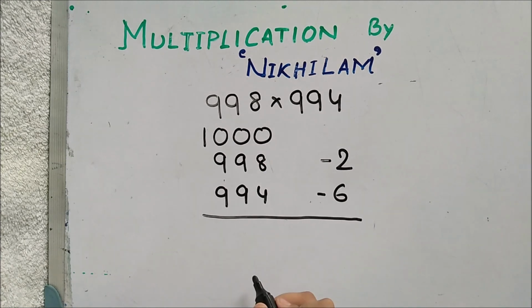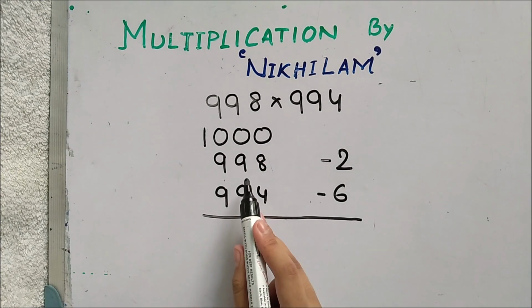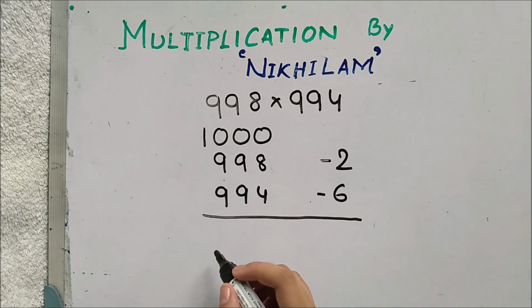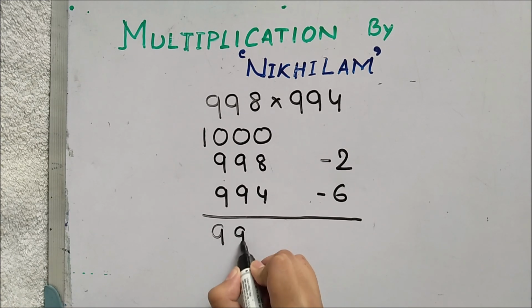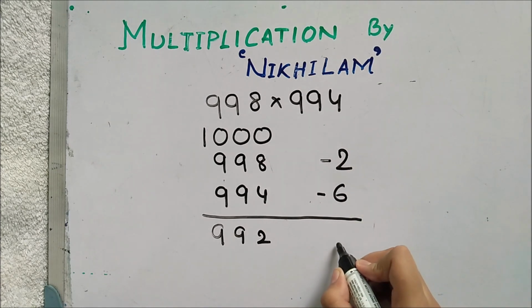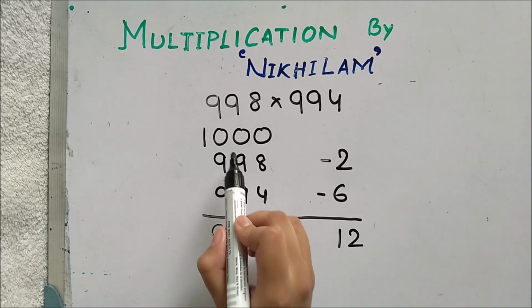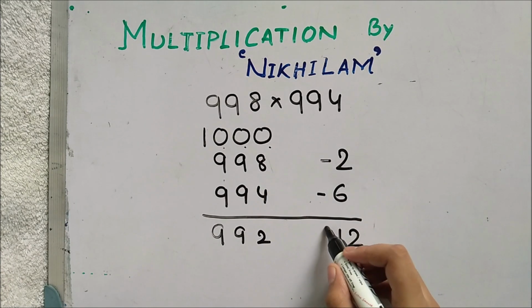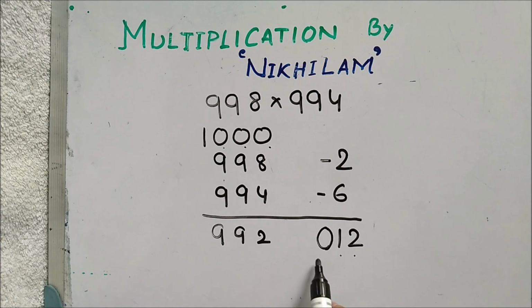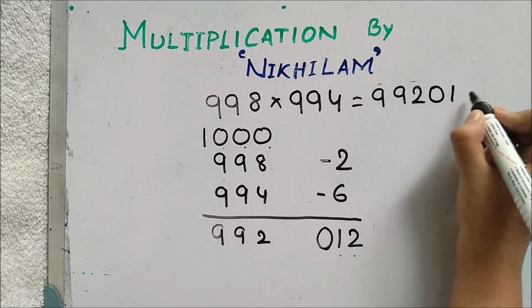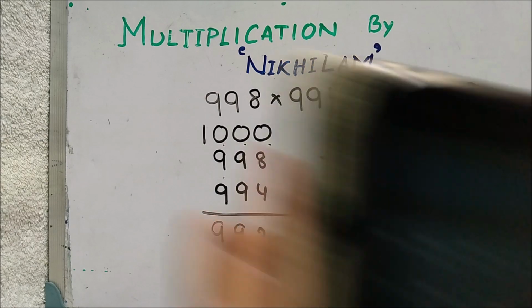Our third step will be, we will subtract minus 6 from 998 or minus 2 from 994, for which both the answers will be the same, 992, and we will multiply 6 and 2, that is 12. Since the base has 3 zeros and we have a 2-digit number, it must be a 3-digit number, that's why we will add another 0, that is 0, 1, 2. Hence our answer will be 992012.